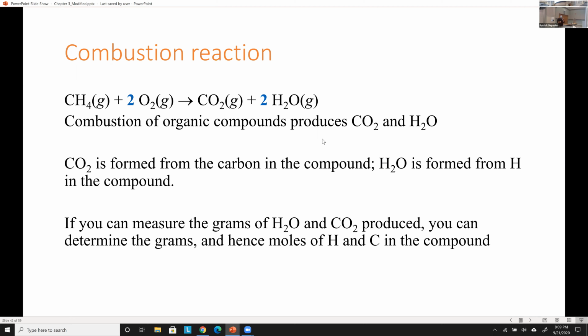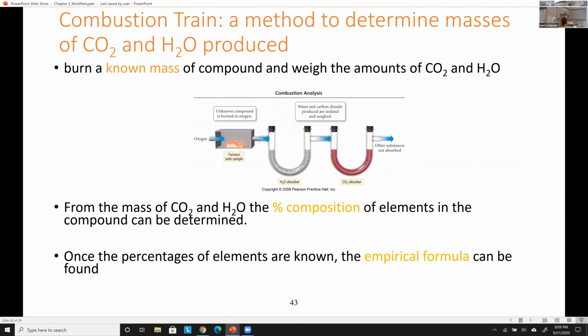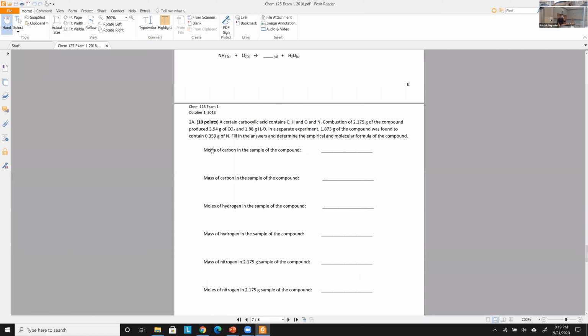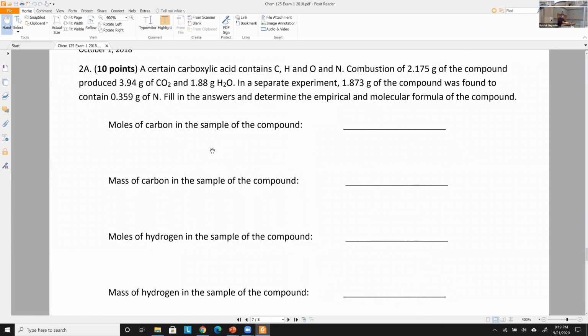We're going to break it down, figure out what we can in terms of percent hydrogen and percent carbon, and the remainder is going to be percent oxygen. From there, we do the same empirical formula steps. All right, so let's just get to the problem. Here we go. A certain carboxylic acid, and we'll split screen this.